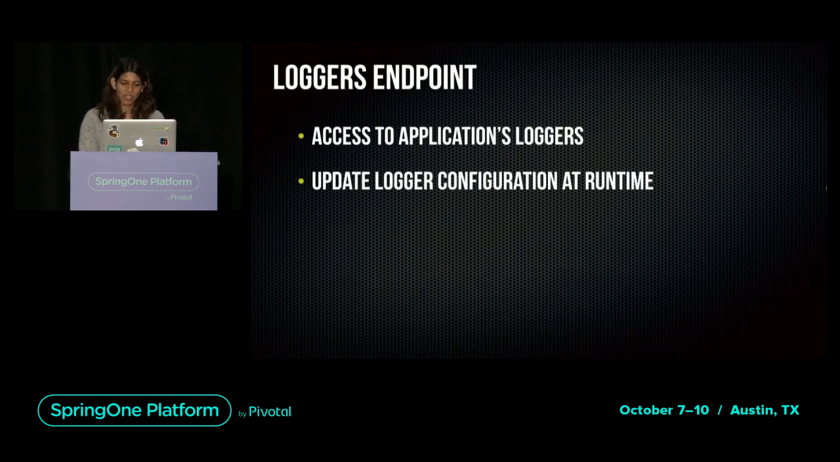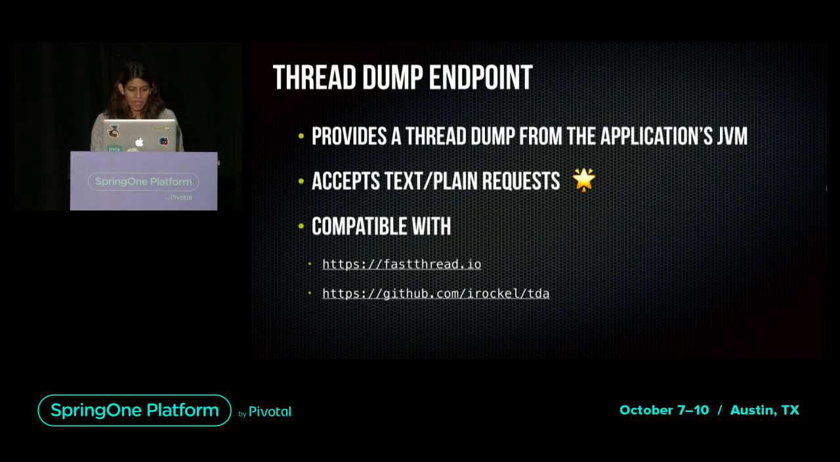The loggers endpoint, I mentioned that. So it has a get, so you can see what the current configuration for all the loggers in your application is. And you can also update the logger configuration at runtime. And the thread dump one basically provides a thread dump from the application's JVM. What's new in 2.2 is that it also accepts the text plain request. So you can set an accept header of text plain to the thread dump endpoint. And that'll give you a response that is compatible with these thread dump analyzers in case you happen to use those.